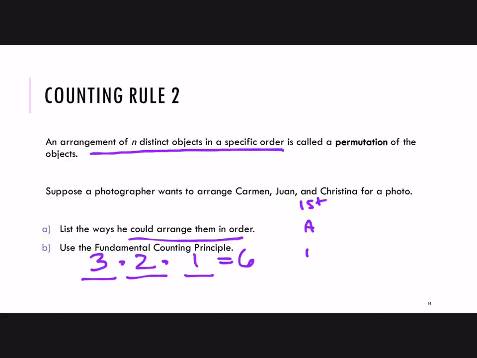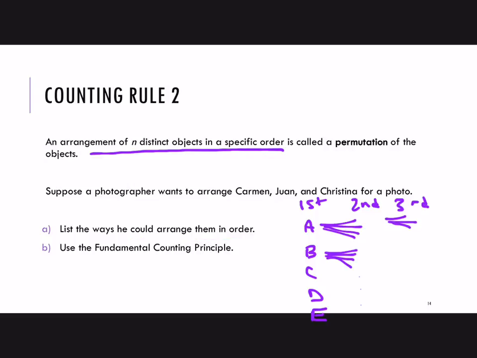Alright, so let's say it's like people A, B, C, D, and E. Well then the second person, you've got 4 options left in each of those cases, etc. Then for the third person, you'd be down to only 3 people left to choose from. And so forth. If you did the fundamental counting principle, this would look like your 5 people, 5 options, then 4 options, 3 people, 2 people, and then by the time you get to that last spot, you only have one person left who can stand there.